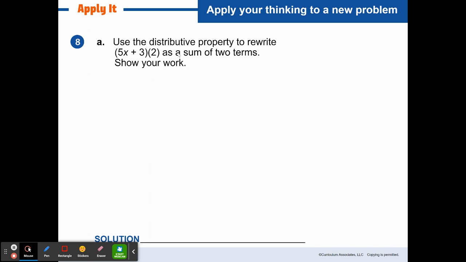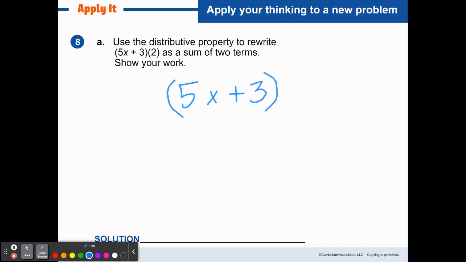All right, in this particular problem, we're going to use distributive property to rewrite this expression. So right now, the expression is 5x plus 3, and that is being multiplied by 2. You won't always see the parentheses around the second number here. Sometimes that number would just be by itself. The thing that we need to remember is that this 2 is distributed to each term.